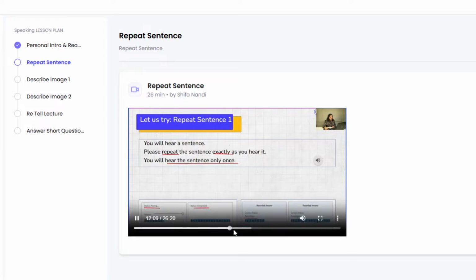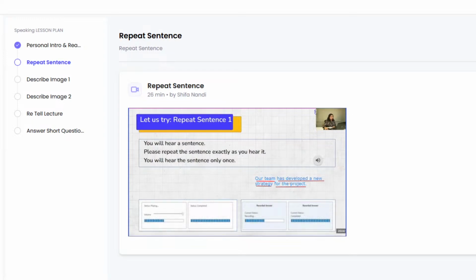And then the status will change to completed, which means that the scoring, it's not just a 0 or a 1, that's the sequence, the word sequence. The next one is has developed a new strategy, and the third important phrase here is for the project. So these are the 3 important phrases, right? That is what you need to remember here. Okay, so our team has developed a new strategy for the project.